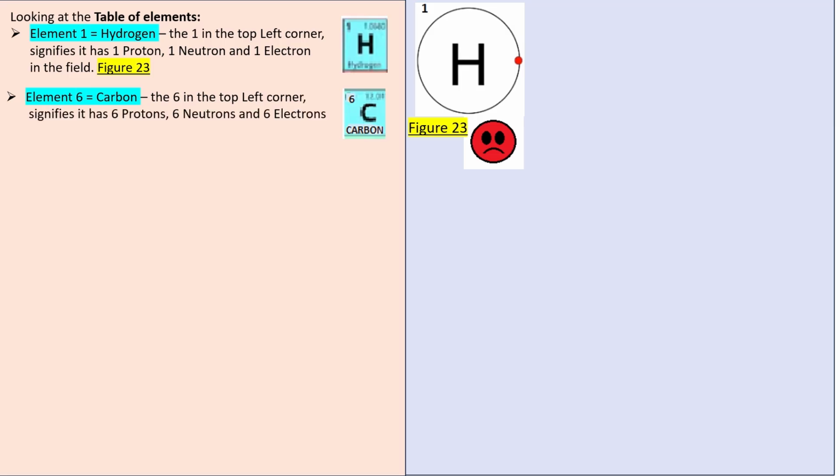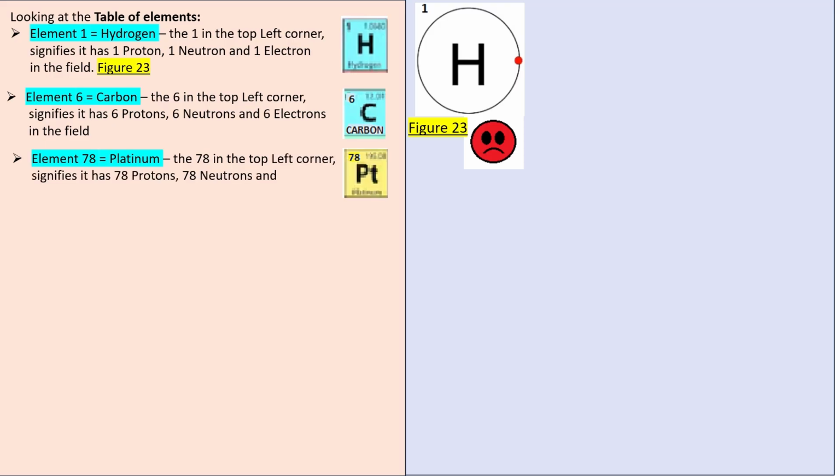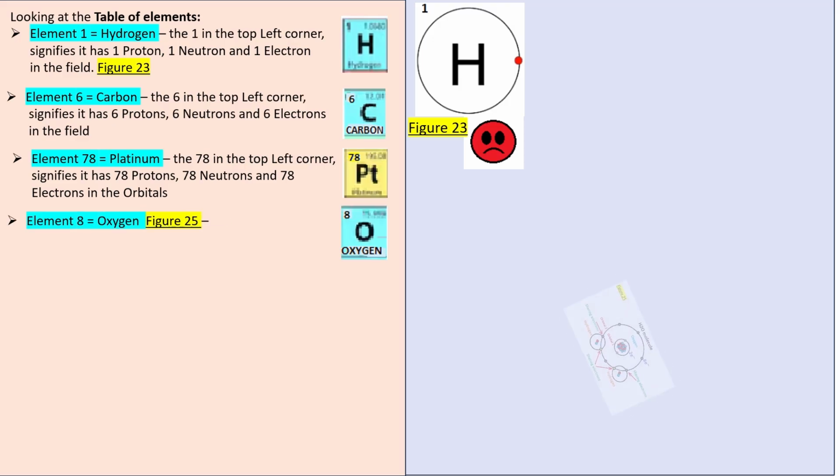Element 6, which is carbon, the 6 in the top left corner, signifies it has 6 protons, 6 neutrons, and 6 electrons in the field. Element 78, platinum. 78 is in the top left corner. It signifies it has 78 protons, 78 neutrons, and 78 electrons in the orbitals.